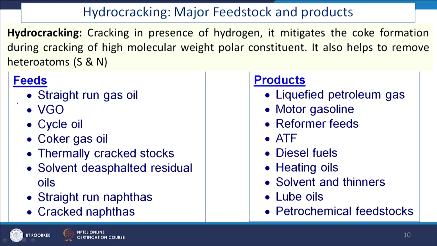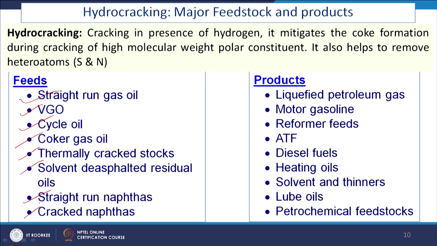So, some examples are straight run gas oil, the gas oil which is produced directly through fractionation in atmospheric distillation. So, that can be used. Vacuum gas oil which is obtained from the vacuum distillation column, that can also be used. Cycle oil, coker gas oil, thermally cracked stocks and solvent deasphalted residual oils. So, after solvent deasphalting, the liquid we get can also be used for hydrocracking, and then straight run naphthas and cracked naphthas.